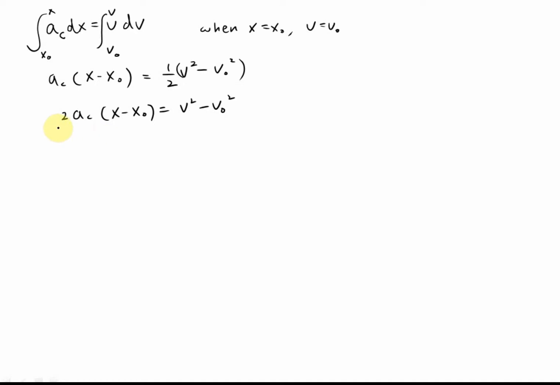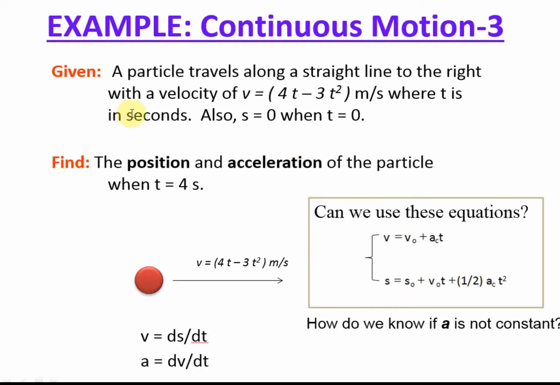Actually, if we know initial position and initial velocity, then you can relate your position to the velocity square if you know the acceleration. So this is just another kinematic equation of motion that allows us to relate your position and velocity. Then let's look at this example.